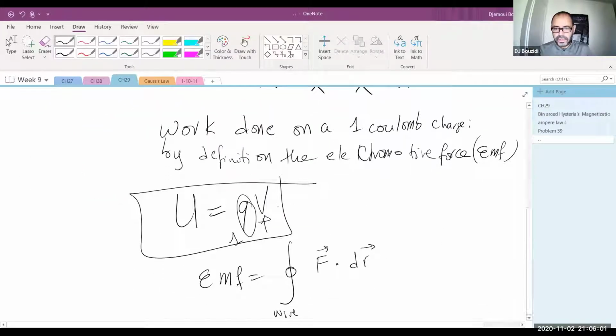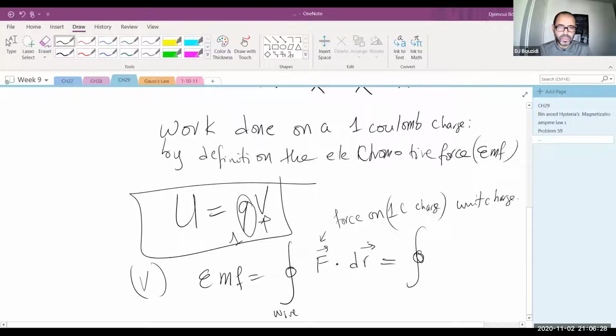And remember that this force is a force on a unit charge. Okay? So this is a force, not the entire force, by the way, force on 1 coulomb charge. In other words, unit charge. Okay. So the answer obviously is going to be in volts.